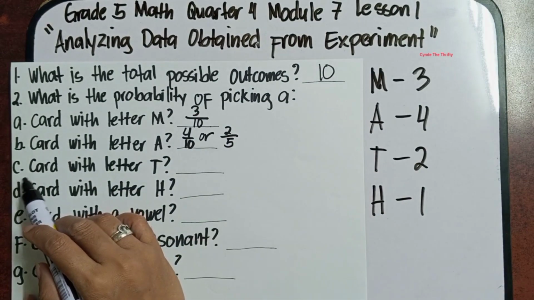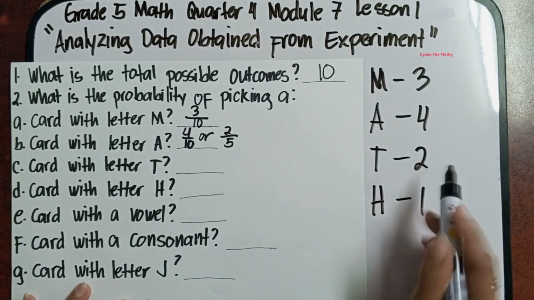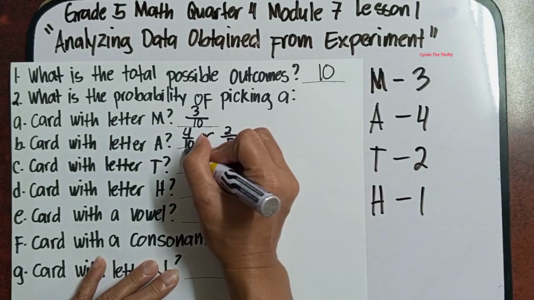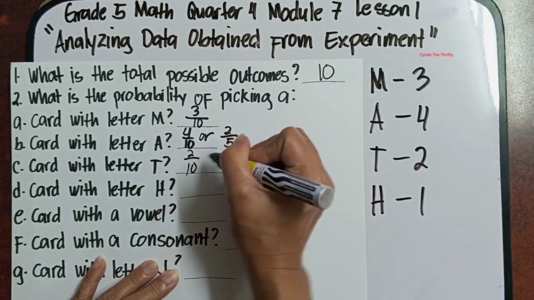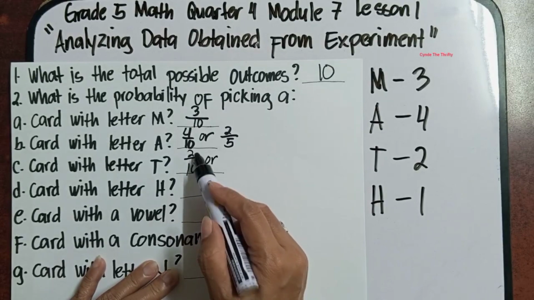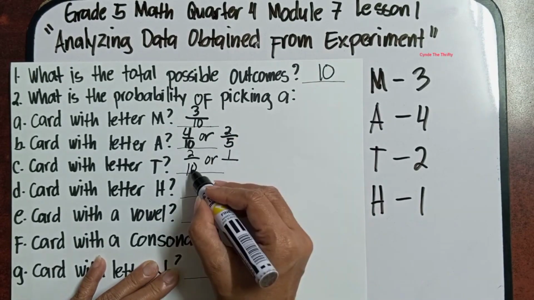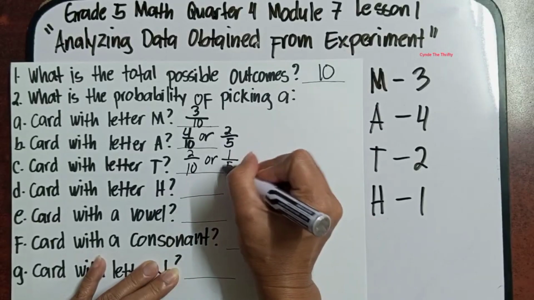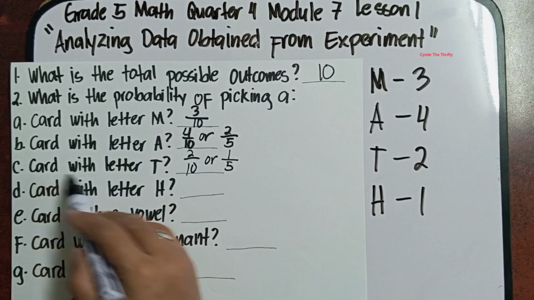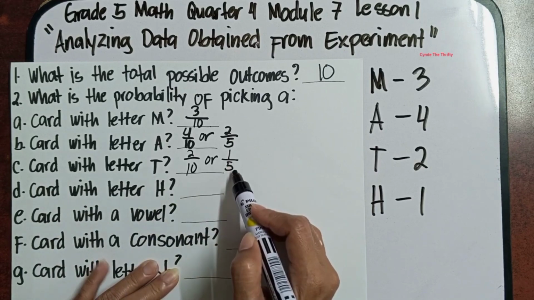Letter C, card with letter T. So, ilan yung letter T natin? 2. So, ibig sabihin, 2 over 10 or i-reduce natin into lowest term. So, pwede silang ma-divide 2 sa 2. So, 2 divided by 2 equals 1, over 10 divided by 2 is equal to 5. So, ang probability na makakuha tayo ng letter T is 1/5 or 1 of 5.